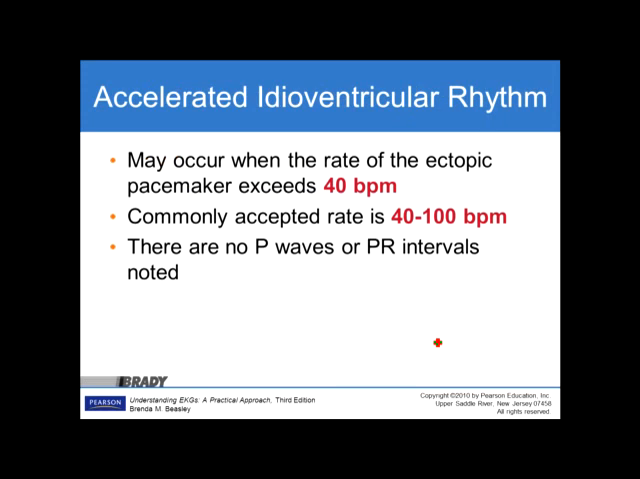An accelerated idioventricular rhythm may occur when the rate of the ectopic pacemaker, or the weird site that the beat's coming from, exceeds 40 beats per minute. The commonly accepted rate is 40 to 100 beats per minute. There are no P waves or PR intervals noted.